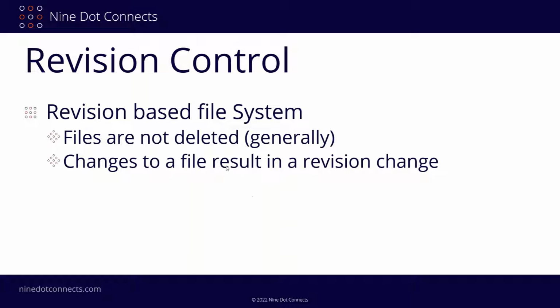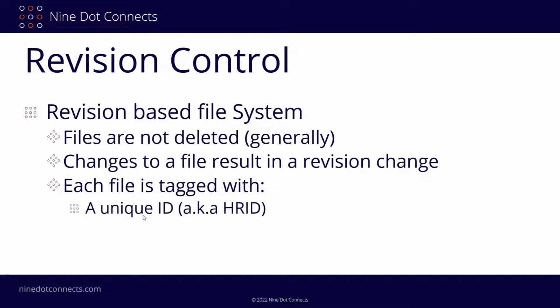So that's something that we have to get our heads wrapped around, because a lot of us don't work in this type of environment. We work in an environment where we stomp on the old file, and that's not the case here. So each file is tagged with, and these are things that are permanent once we save it to the server, what they call a unique ID or an HR ID. Last week I had to look up something because I kept getting this HR ID error, and what that means is human readable ID, which is just what we've always called the unique ID.